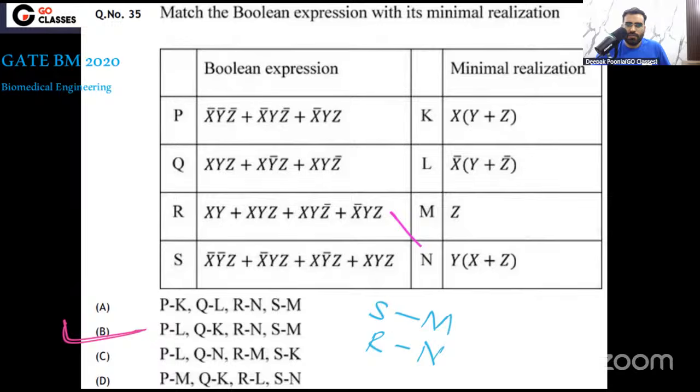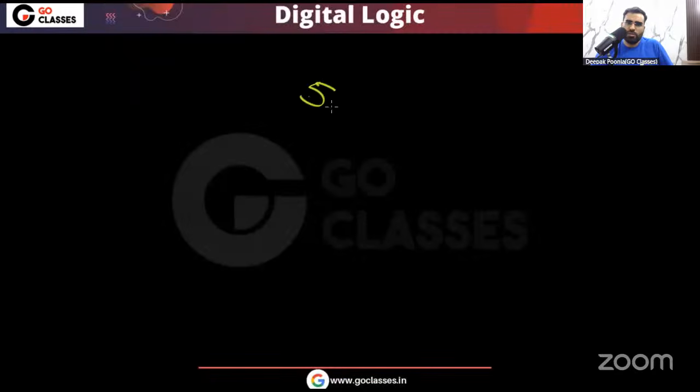In this session we have solved a total of 5 questions from GATE Biomedical PYQs. These are digital logic questions related to K-map and Boolean algebra.